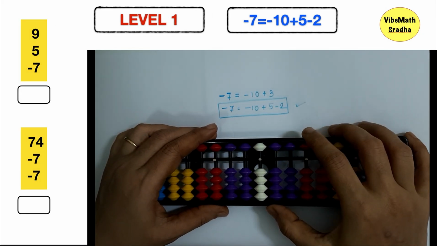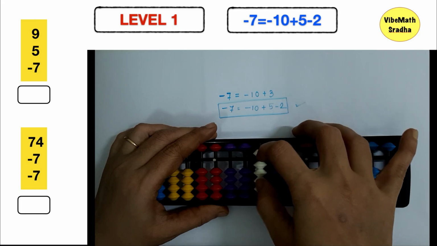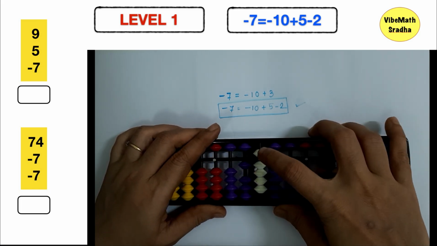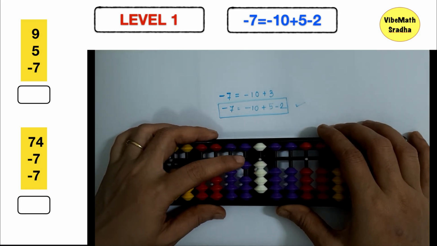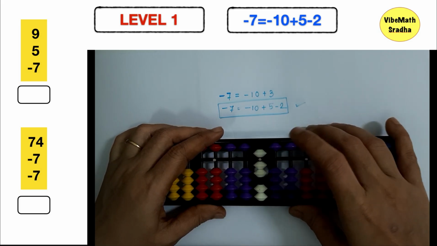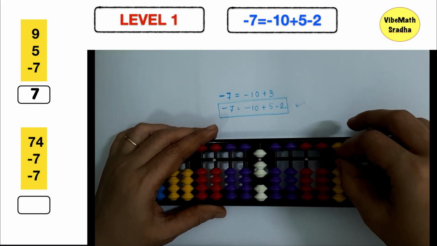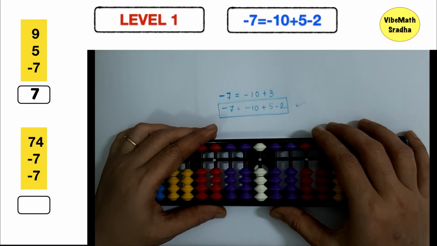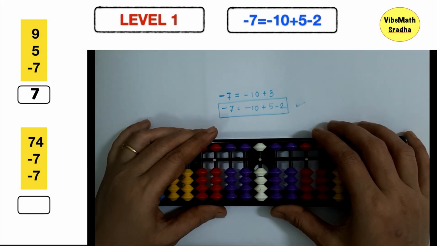Next example, 9 plus 5 minus 7. 9 plus 5 is plus 10 minus 5, then minus 7 is minus 10 plus 5 minus 2. Answer here is 7. Next example, 74 minus 7 minus 7.